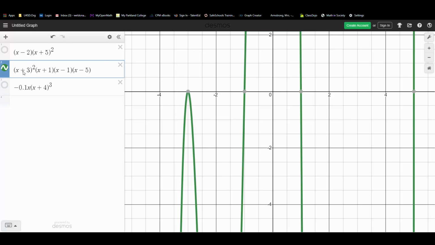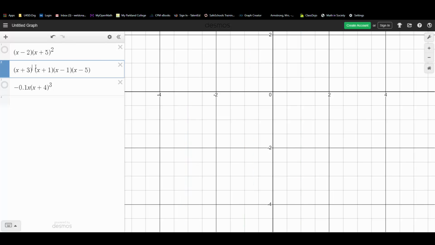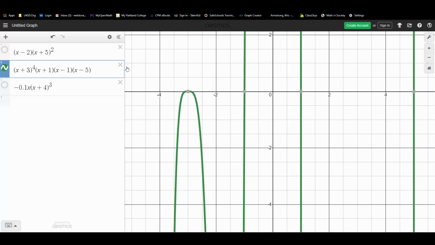In fact, let's change that to a 4 so you can see what it looks like. So let's say we have a multiplicity of 4, and there it is. You can see it right there. It's the same bouncing behavior, but it's flattened out a little bit.